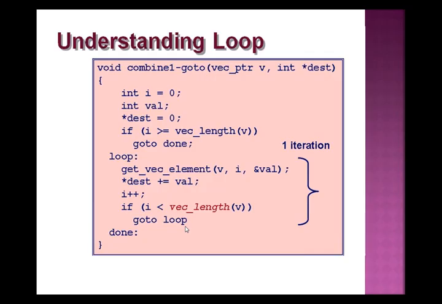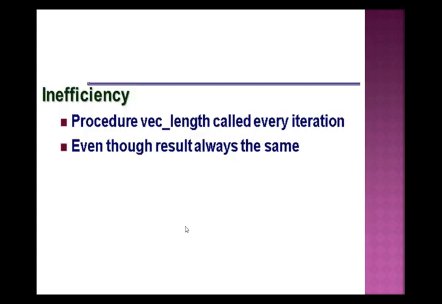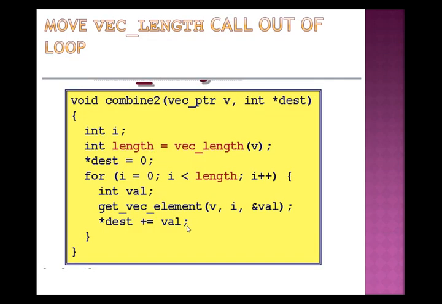We have started with chapter number 5, that is the continuation of chapter number 5. We started with the looping inefficiency, or removing the loop inefficiency. First of all, understand the concept of looping. What is the inefficiency that is available in the looping? The procedure vec length is called every iteration, even though the result is always the same. These are the limitations, or the inefficiency.